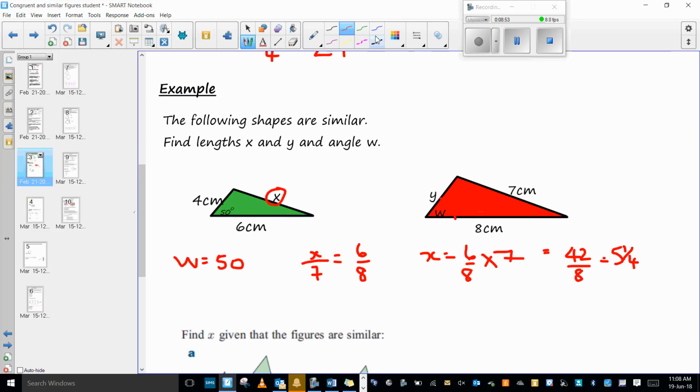When we do a similar thing for length Y, we would have Y over 4, corresponding to 4 equals what? Can we do 6 over 8 again? No, we don't do 6 over 8. Why do we do 8 over 6? Because red is on the top. So then Y is equal to 8 over 6 multiplied by 4.